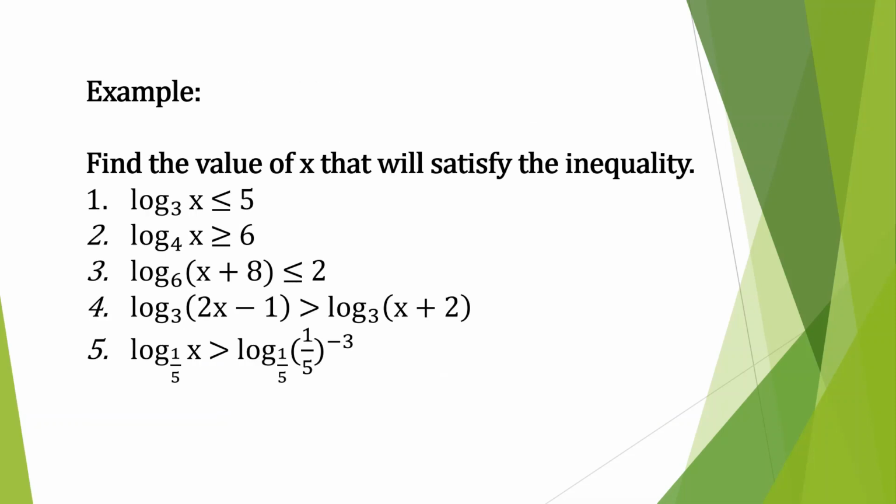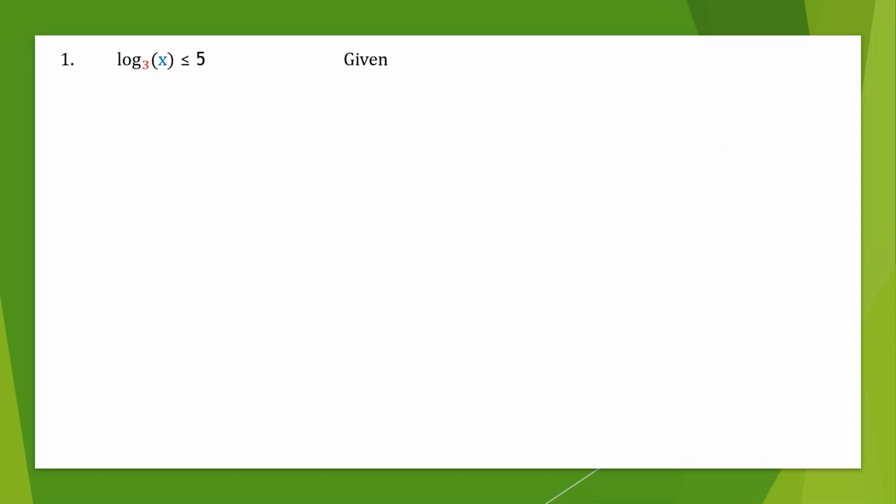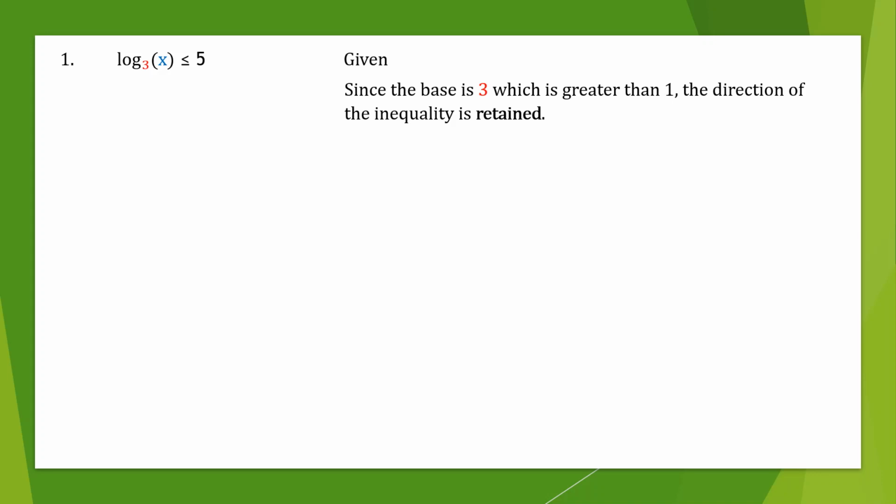Let's have some examples. Number 1. Logarithm base 3 of x is less than or equal to 5. Since the base is 3, which is greater than 1, the direction of the inequality is retained. x is greater than 0. This will be the boundary.